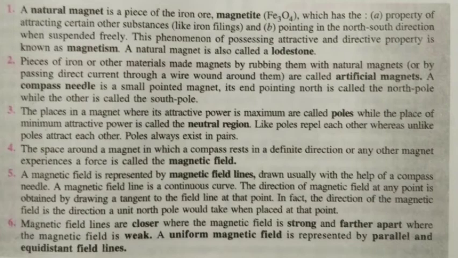The second tip is that pieces of iron or other materials made into magnets by rubbing with natural magnets, or by passing direct current through a wire wound around them, are called artificial magnets. A compass needle is a small pointed magnet. Its end pointing north is called the north pole, while the other is called the south pole. The places in a magnet where the attractive power is maximum are called poles, while the place of minimum attractive power is called the neutral region. Like poles repel each other, whereas unlike poles attract each other. Poles always exist in pairs. So some properties like that are given, you can note them down.